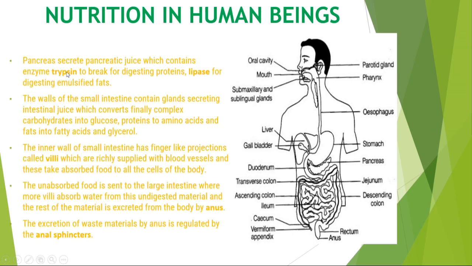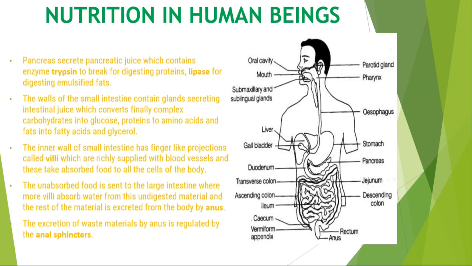We need to remember these enzymes. The walls of the small intestine contain glands secreting intestinal juice, which finally converts complex carbohydrates into glucose, proteins into amino acids, and fats into fatty acids and glycerol. Then the inner wall of the small intestine has finger-like projections called villi, which are richly supplied with blood vessels and take the absorbed food to the cells of the body. These are absorbed by the different cells of our body.